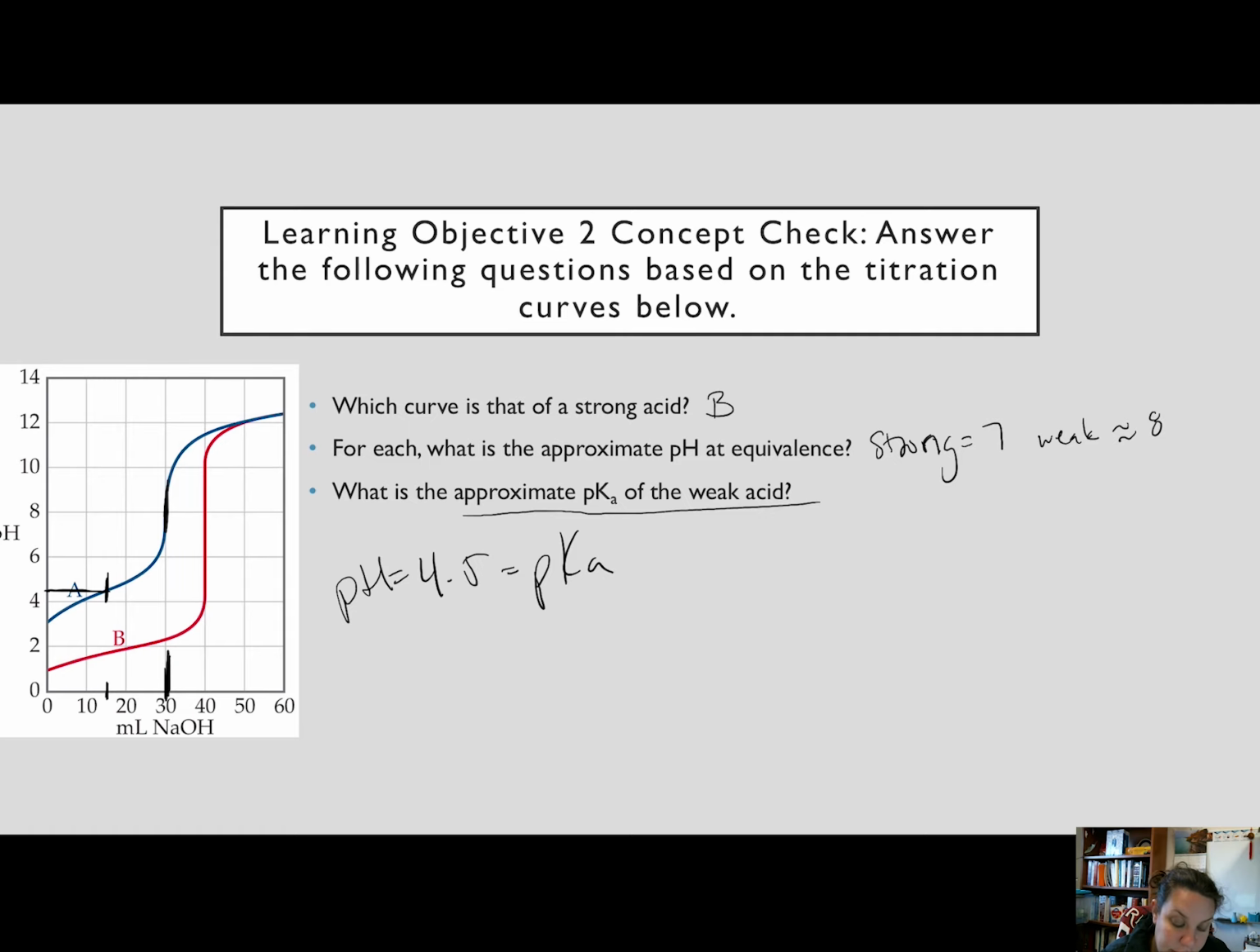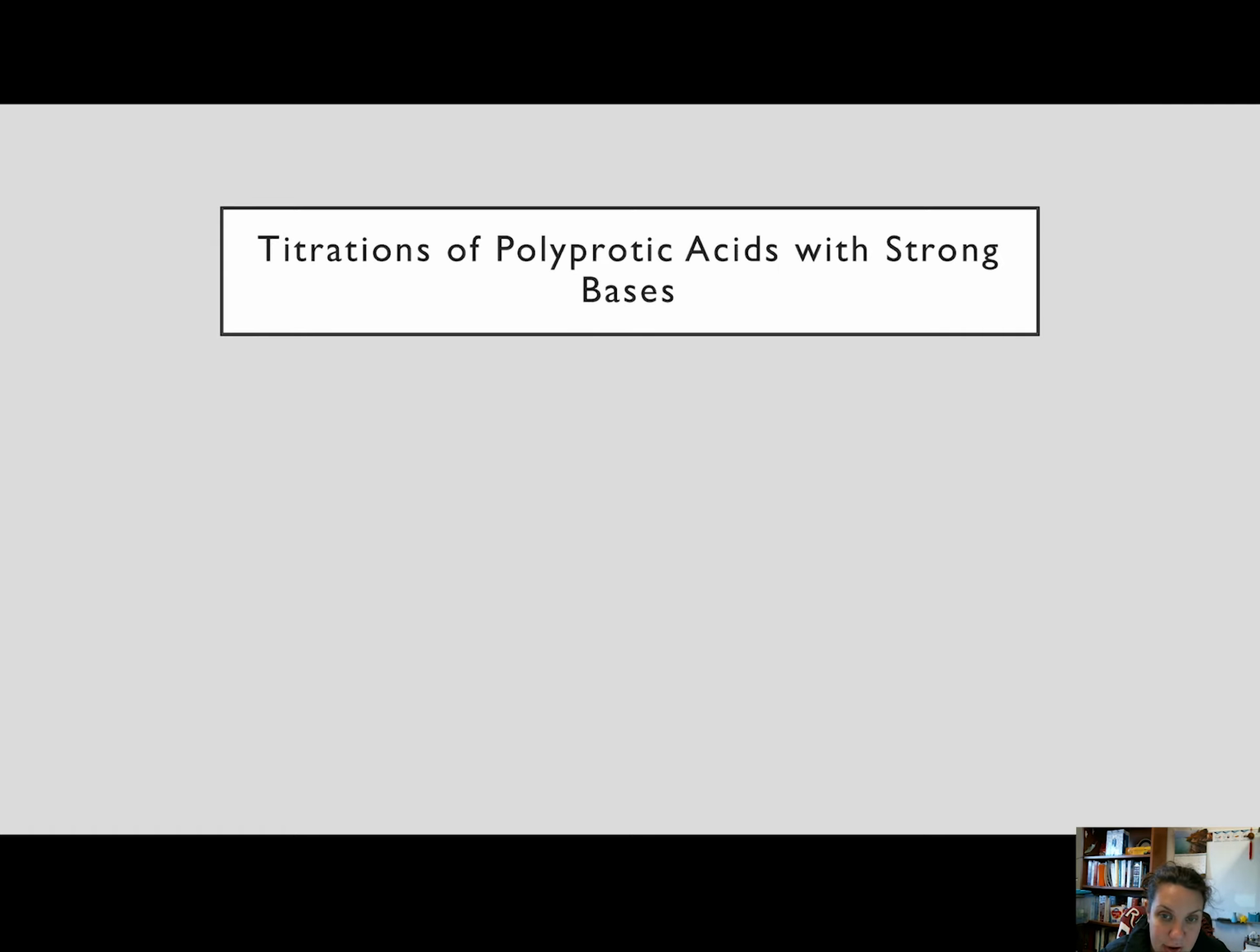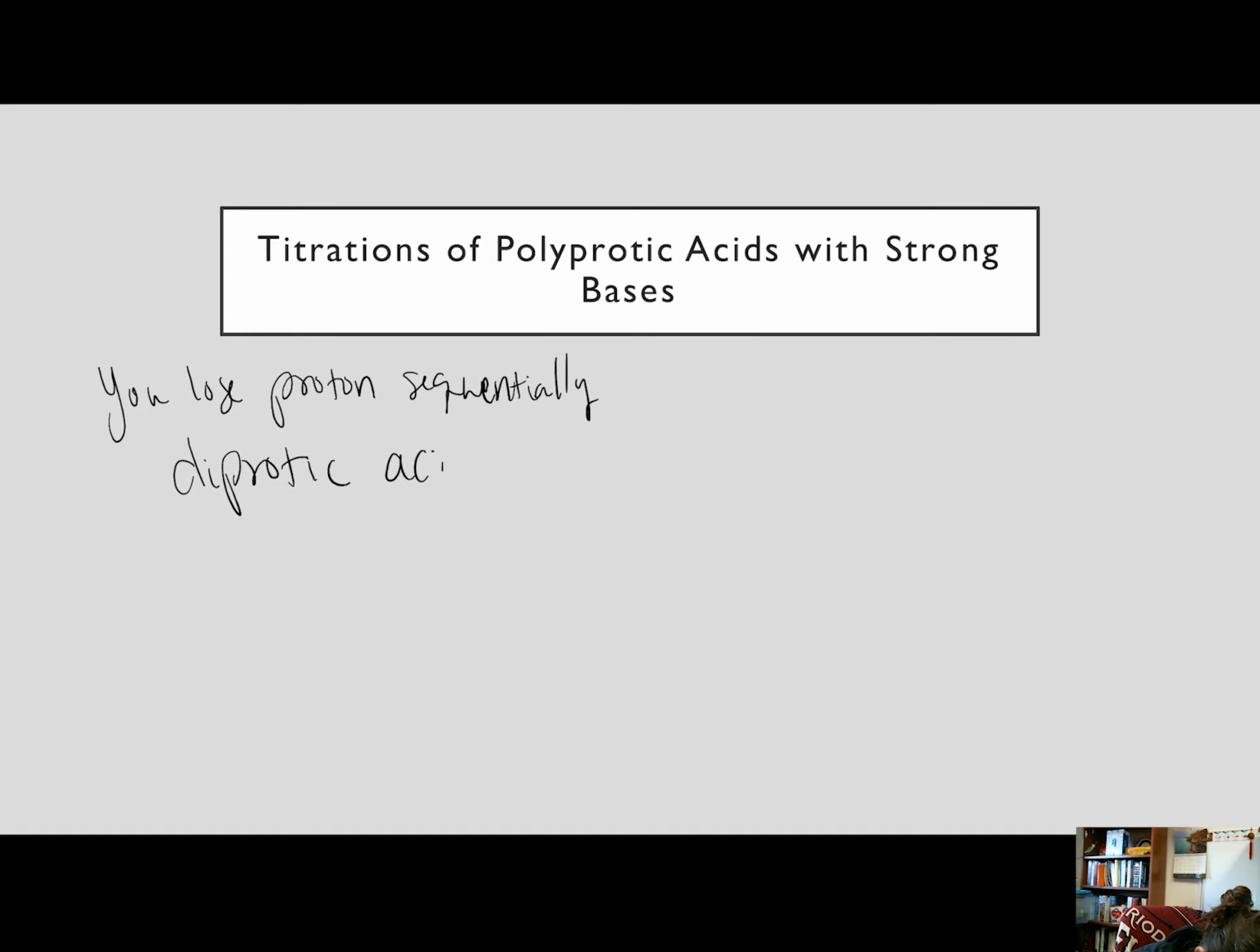Okay, let's real quick look at polyprotic acids. So polyprotic acids, you're going to have sequential titrations. So you're going to lose your first proton, and then your second proton, and then third if it's a triprotic. So you lose each proton sequentially. So we have either a diprotic acid, so we have two acidic protons, and you're going to lose each proton one at a time. And then you have triprotic, which has three acidic protons.